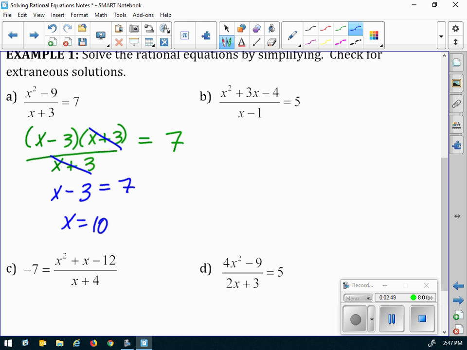Now, listen. When it says extraneous solution, it means you've got to check and make sure that that thing works. Now, you can do this in your head. I'm not going to force you to write it down. If we let x equal 10, 10 squared minus 9 divided by 10 plus 3. Now you should have a calculator. Is 91 divided by 13 equal to 7? So this is your answer. Circle it and move on.